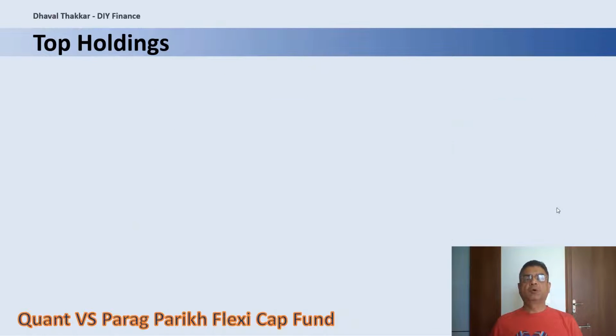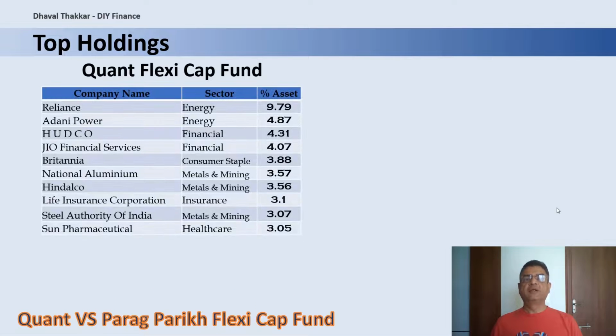Now let's look at the top holdings. Firstly, for Quant Flexi Fund, as evident, Reliance Industries and Adani Power are the major stocks of the energy sector, whereas HUDCO and Jio Financial are the main stocks of the financial sector. National Aluminium, Hindalco, and SAIL are the main stocks of the metal sector.